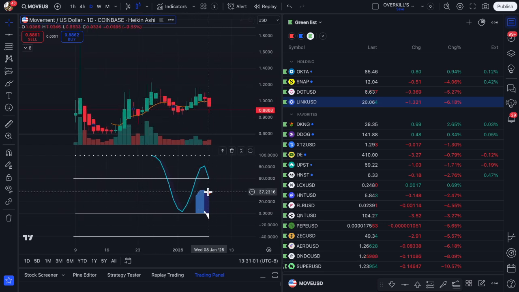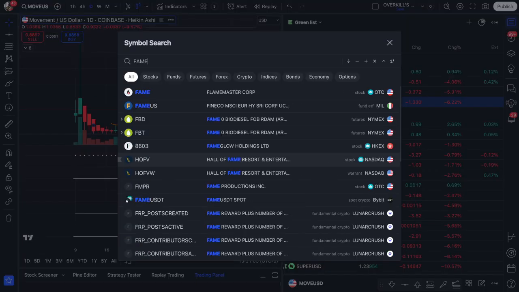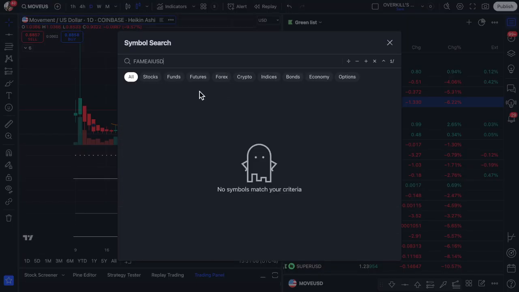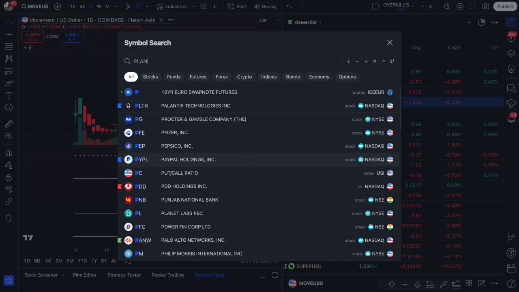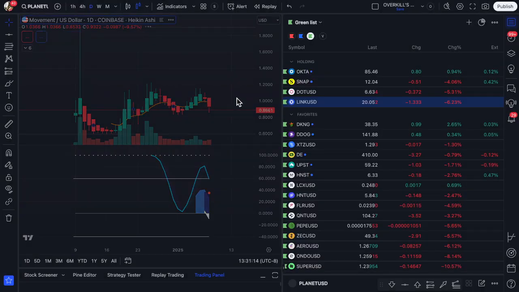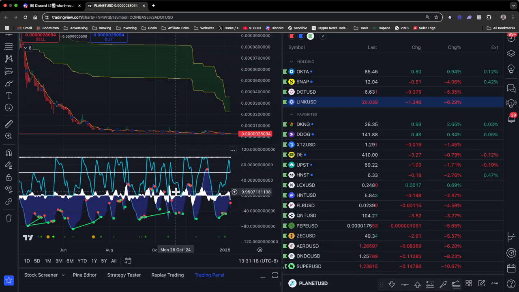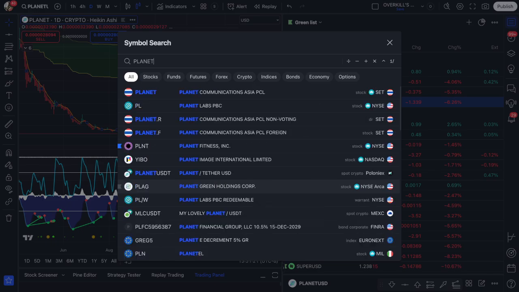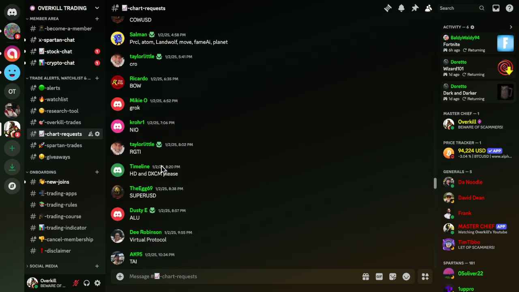Okay, here's Move. That's red on the daily. I can't tell you anything. A lot of these are very new coins. I personally don't trade any meme coins myself. Yeah, this is kind of the reason, because there's no data. Planet. Yeah, those all look like meme coins there.